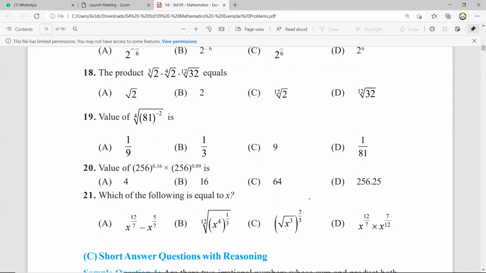Let's try the 19th one. And then tell me the answer. And when you get the answer right, we will move on to the next. Yes, ma'am, 19th one. Yes, 19th.